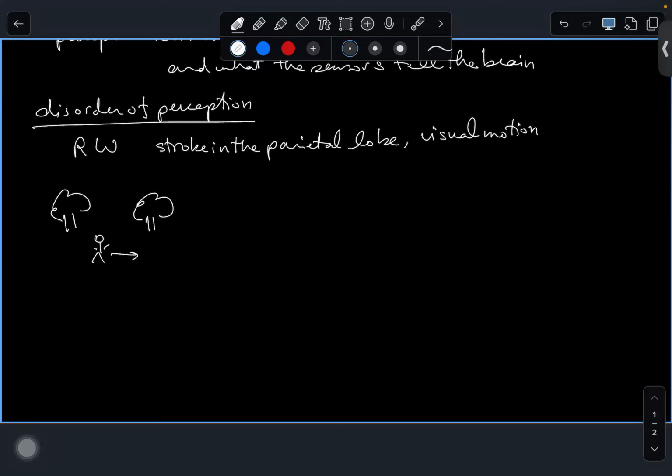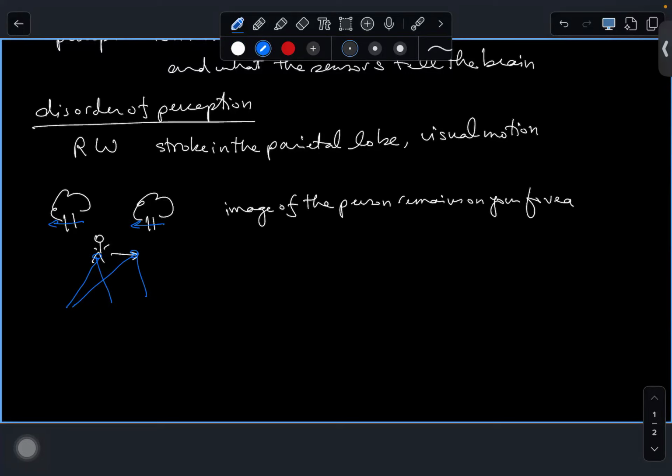Now, what happens is that as you're following this person, of course, your eyes are going to be looking at this person, and as the person walks over there, your eyes are going to move to this location. So the image of the person remains on your fovea. What happens is that on your eyes, what you see is the person remaining still, but the trees going backwards. Does that make sense? That's what your eyes are telling you.